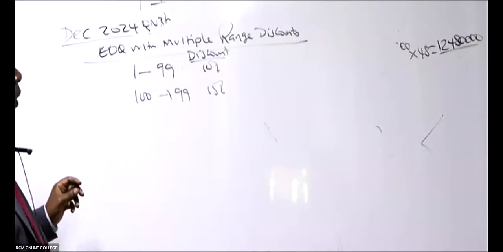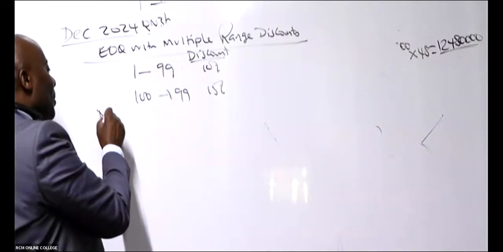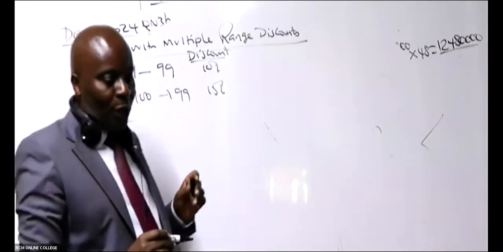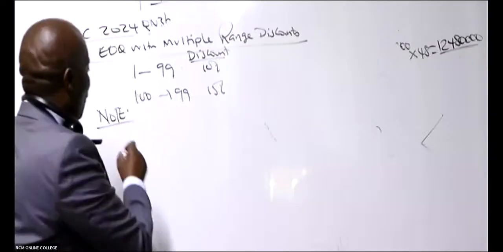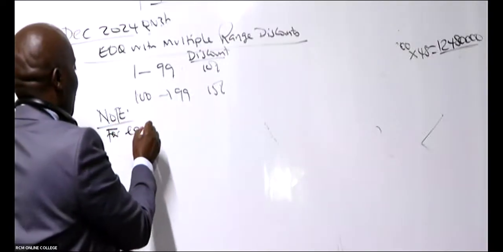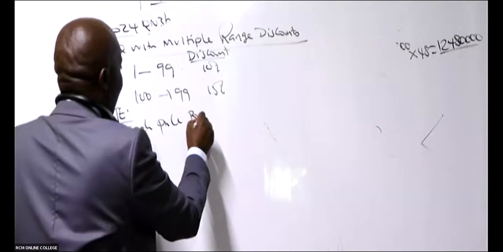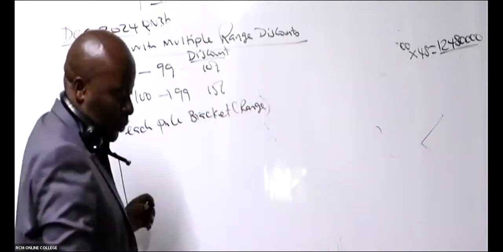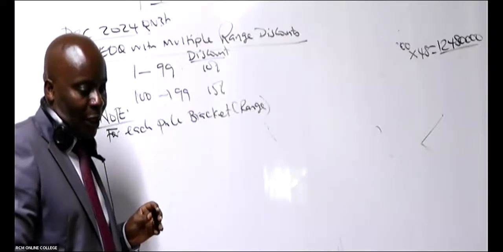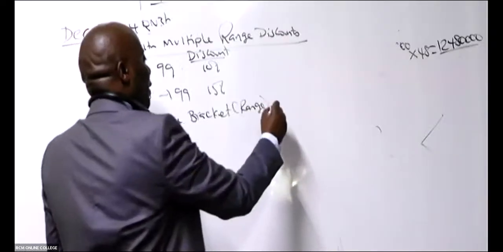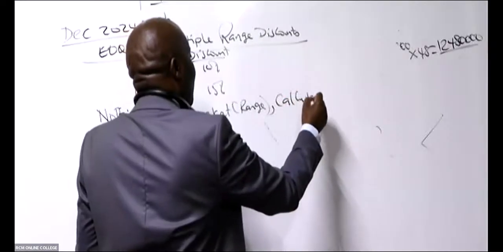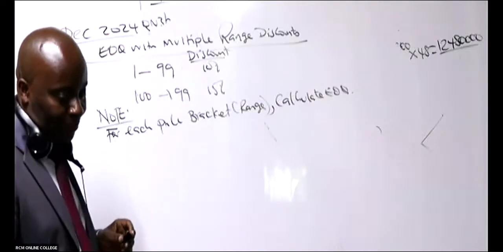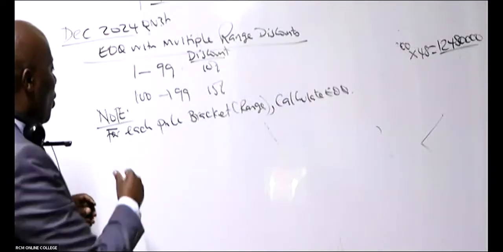Ladies and gentlemen, what you're supposed to know here, and we shall start by writing a note, is that for each price bracket, into bracket range, calculate EOQ, calculate economic order quantity. Full stop there.